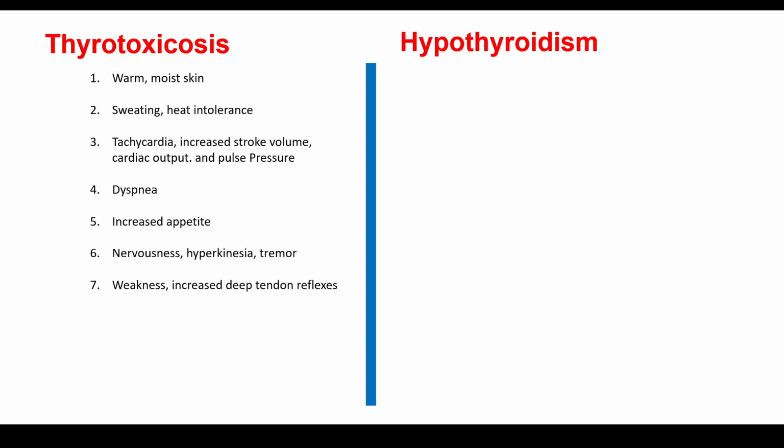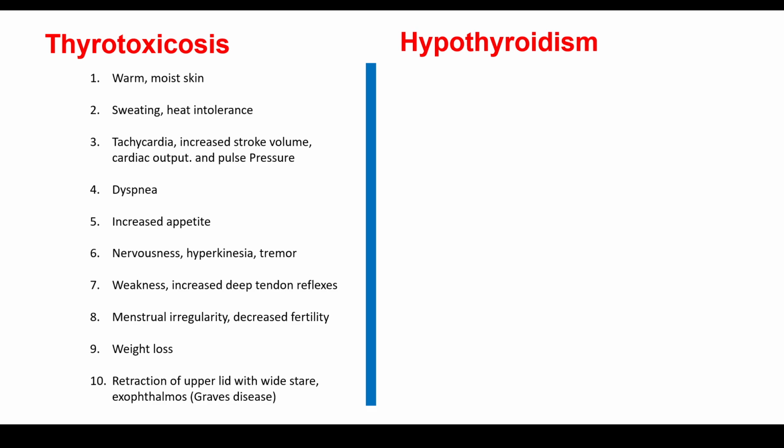The tendon reflexes will be hyper-exaggerated, and in case of females there can be menstrual irregularities, and there can be a risk of decreased fertility. There can be weight loss due to the increased metabolism in case of thyrotoxicosis, and also there will be retraction of the upper eyelid with wide stare, which gives us a look of exophthalmos, that is a protracted eye, which is the classical presentation of Graves disease, which is a thyrotoxicosis condition.